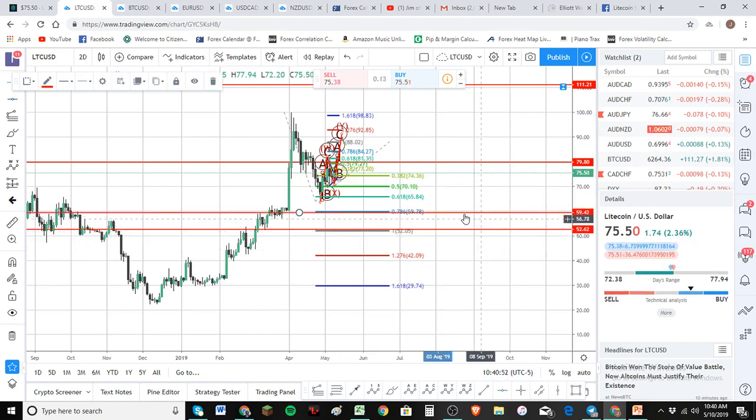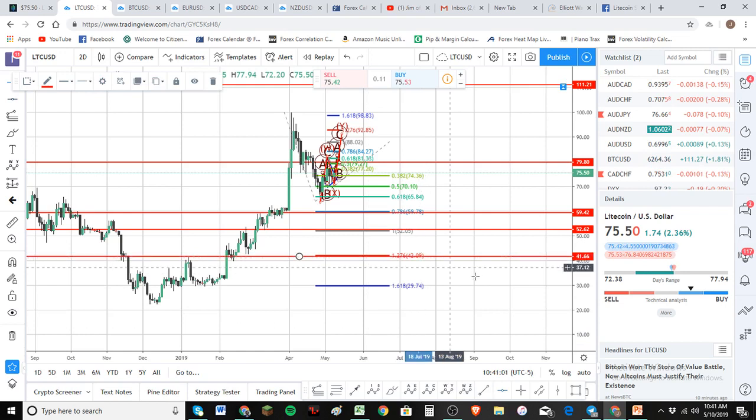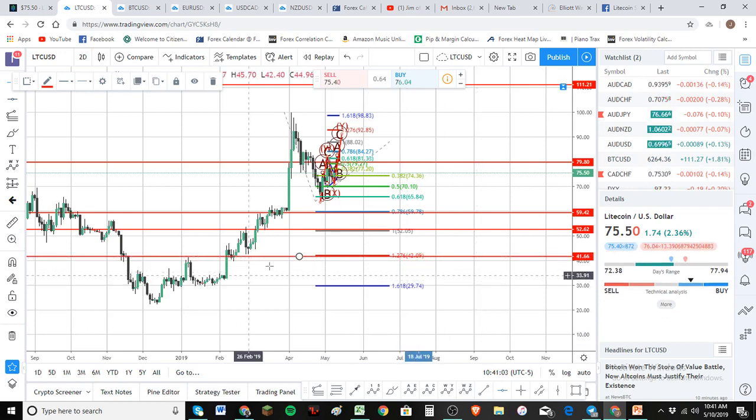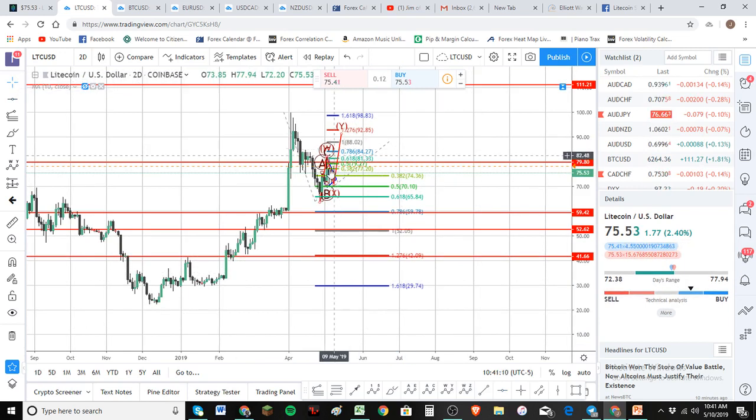We got structure here at $60. That's still a target that we're looking at as a potential as well. And we definitely have structure down here, big time here at the $42 mark. $42 is going to be a really good place for price to stop on Litecoin. So be looking for the downside here on Litecoin as well, and that's what we're doing. So those are the targets today.